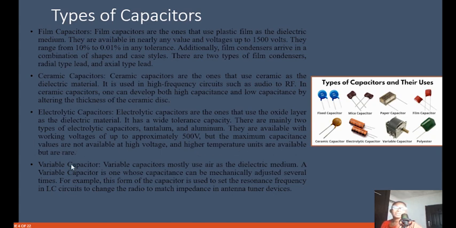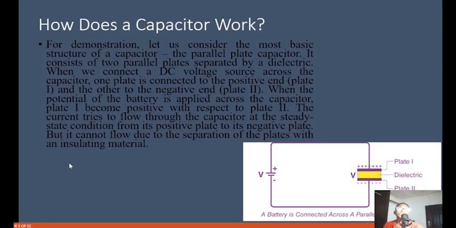And this also is another type of capacitor, the variable capacitor. This is it. Variable capacitors mostly use air as the dielectric medium. A variable capacitor is one whose capacitance can be mechanically adjusted several times. For example, this form of the capacitor is used to set the resonance frequency in LC circuits, to tune the radio, or to match the impedance in an antenna tuner device. So you can see it now. So we can alter this type of capacitor, and that is why it's called the variable capacitor.